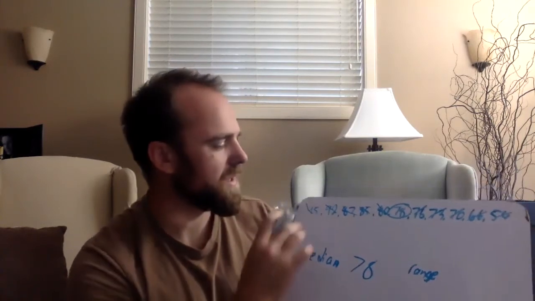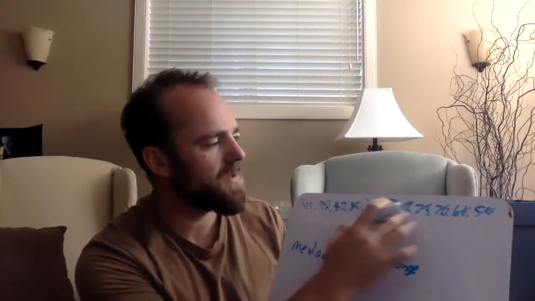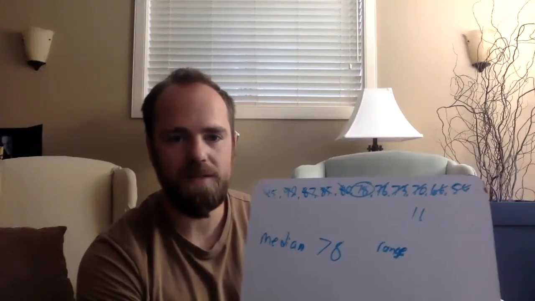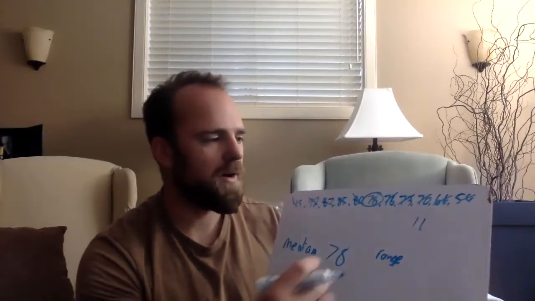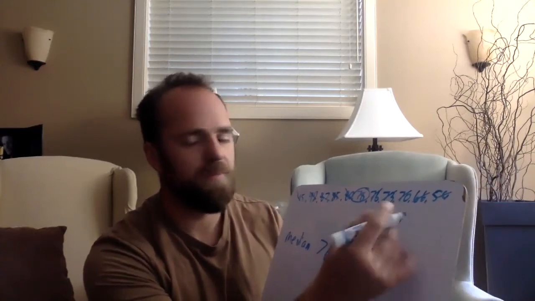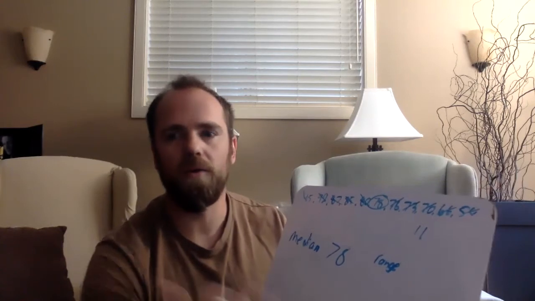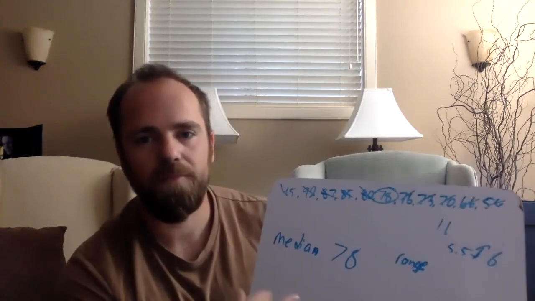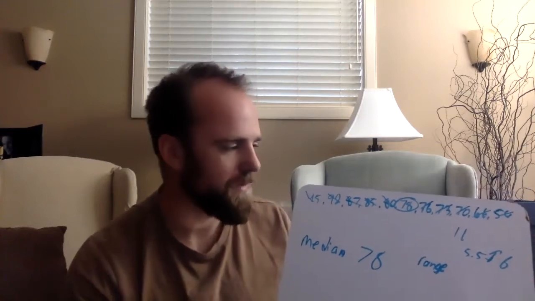Or I can count 1, 2, 3, 4, 5, 6, 7, 8, 9, 10, 11. So there's 11 pieces of data. If I want to find the middle number, it's basically half of it plus 1 or round up. So half of it is 5.5, and then I'd round up to the sixth number. So I'd go 1, 2, 3, 4, 5, 6. If it was 7, my fourth number would be my middle number. 9, my fifth number would be the middle number, and so on.